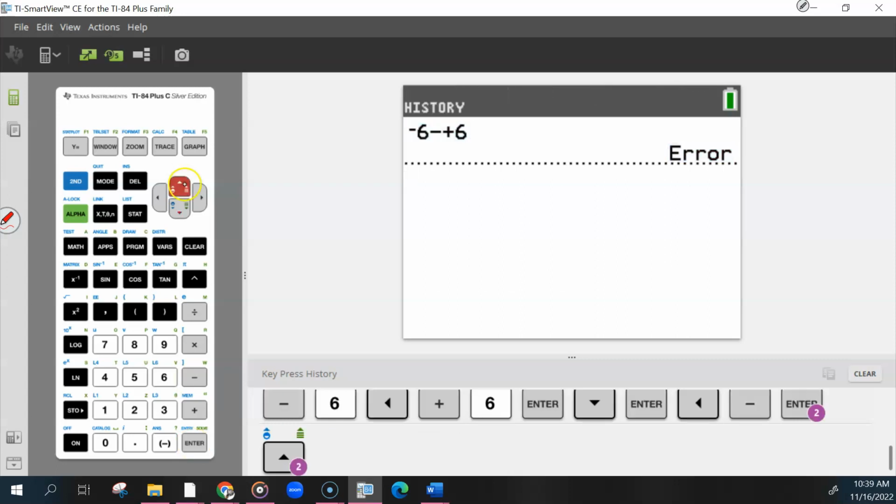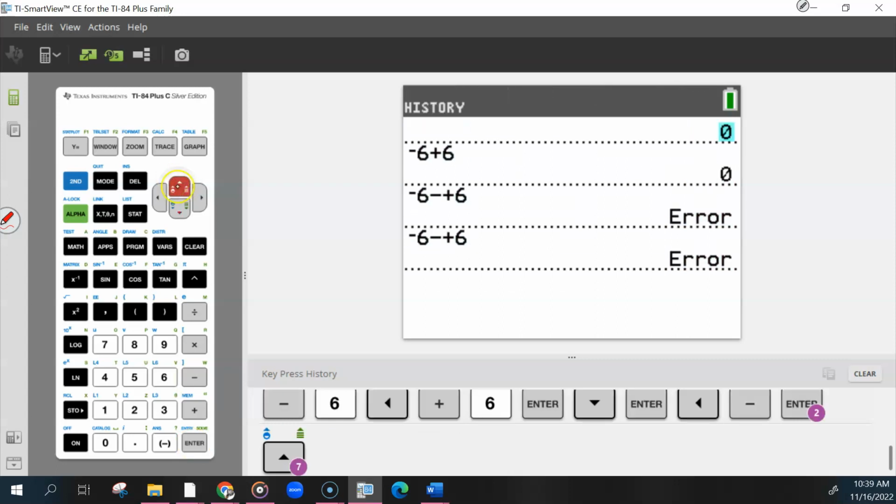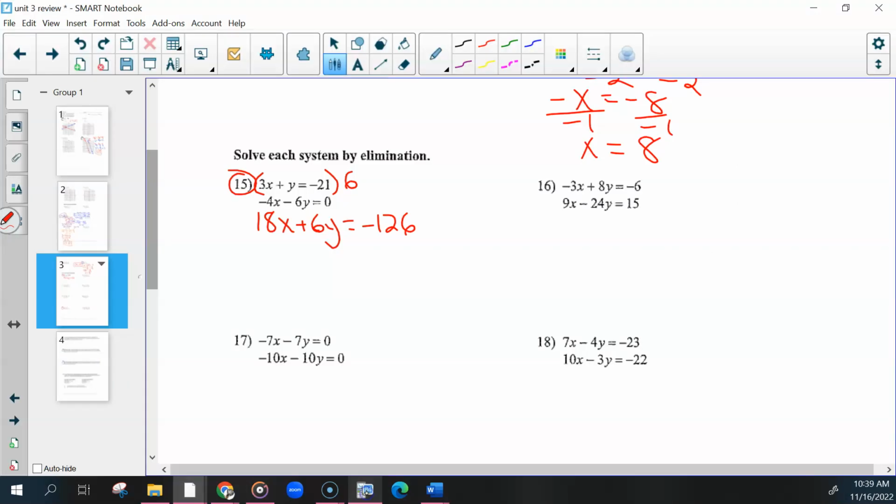The first one eliminated it. I put in something wrong for the second one. So if I add the two equations together, they should eliminate. So -4 plus 18 would give me 14. -6 plus 6 is 0. 0 plus -126 is -126. And then divide by 14.